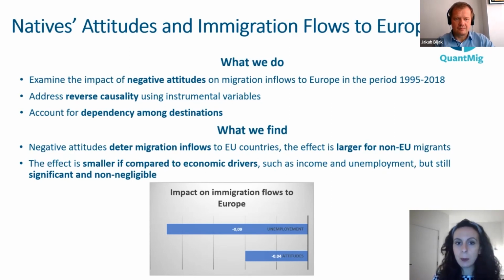If we do the same comparison only by focusing on EU migrants, we find that the elasticity is higher, meaning that the effect of attitudes relative to other economic drivers is higher for EU migrants, who may be relatively more discouraged by negative attitudes. This is particularly important, especially for EU policy, as it suggests that negative attitudes might constitute a hurdle for intra-EU mobility.